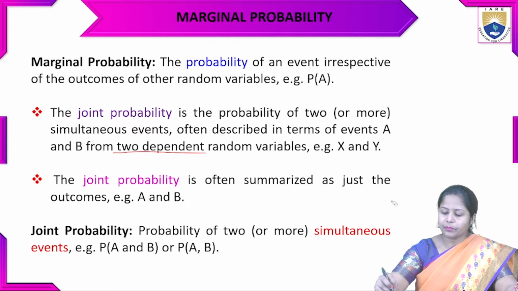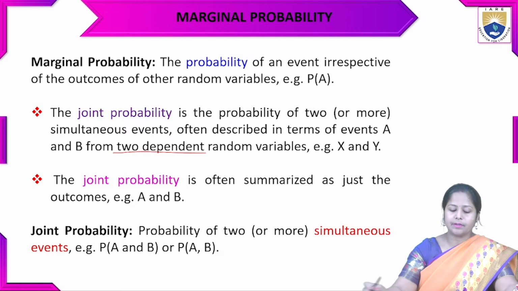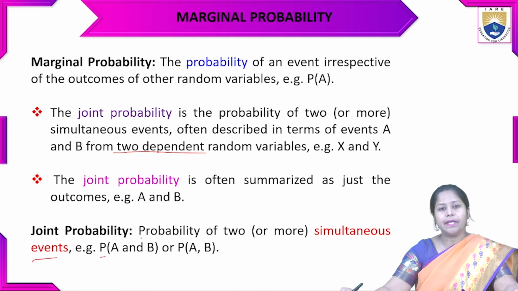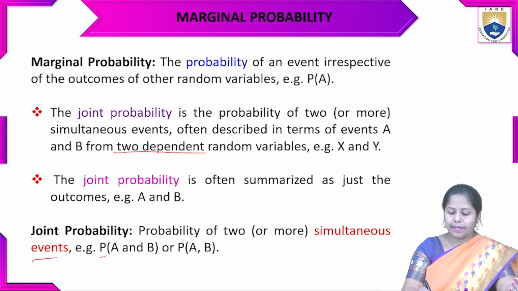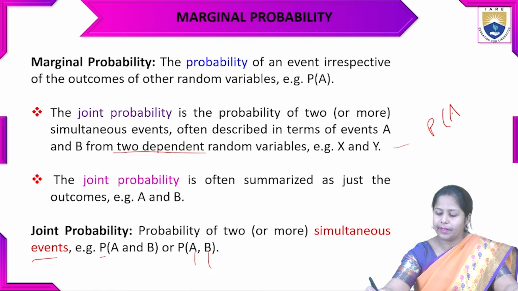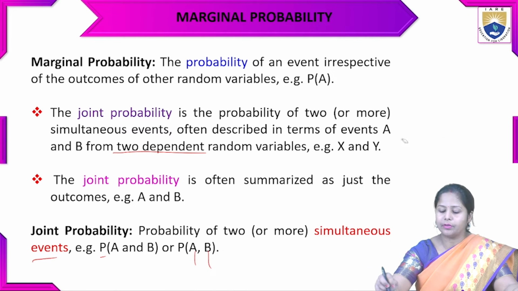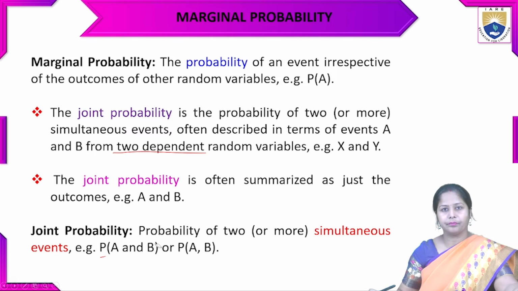So the joint probability of two or more simultaneous events is P of A and B. That was for two events. How to write it? P of A and B, and in the same way we can also write P of A, comma B. That will be the joint probability for two or more events.